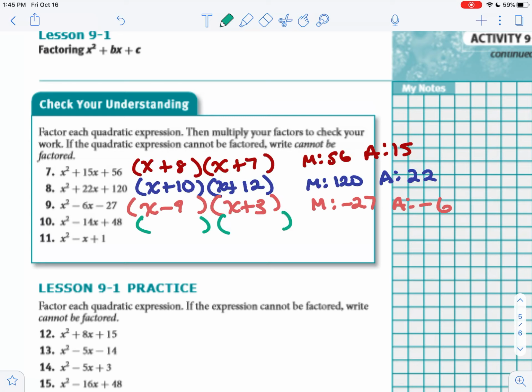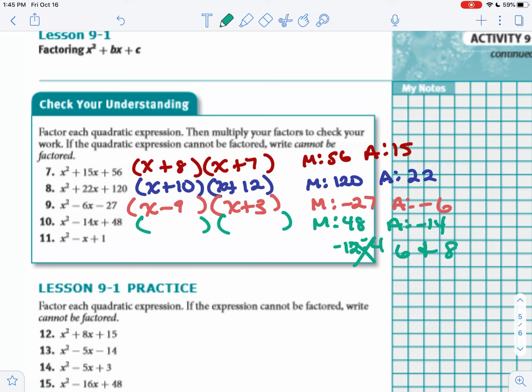Okay, next I want to look at x squared minus 14x plus 48. And so I need two numbers that multiply to 48 and add to negative 14. Okay, so I'm going to try 12 and 4. So 12 times 4, yes, they multiply to 48. They do not add to negative 14. And even if I changed their signs to both negative, they still multiply to 48, but now they add to negative 16. So 12 and 4 are not good numbers to pick.